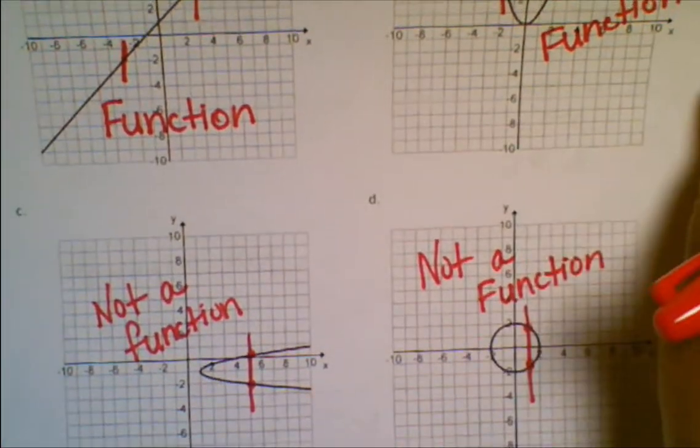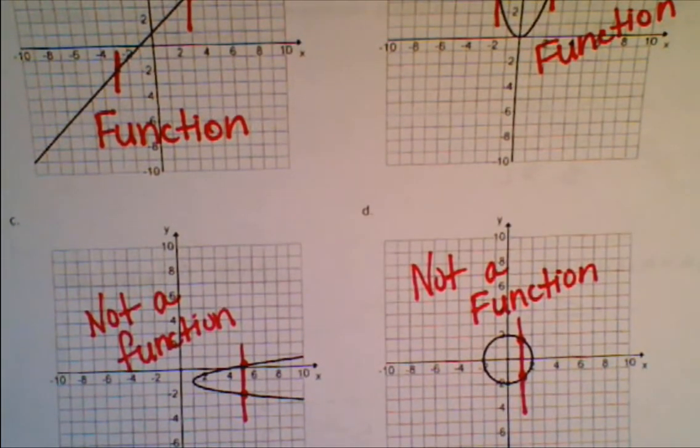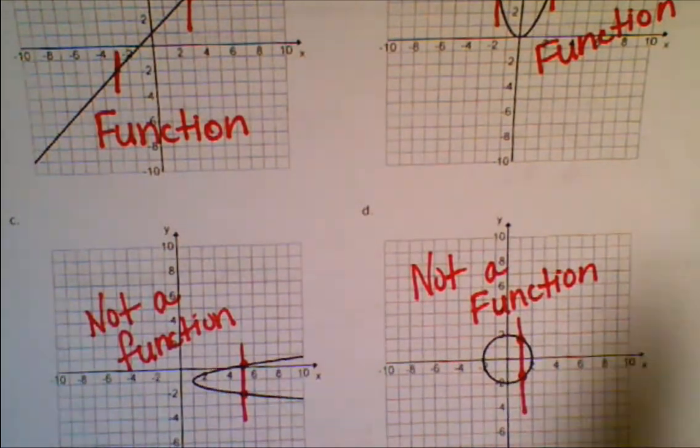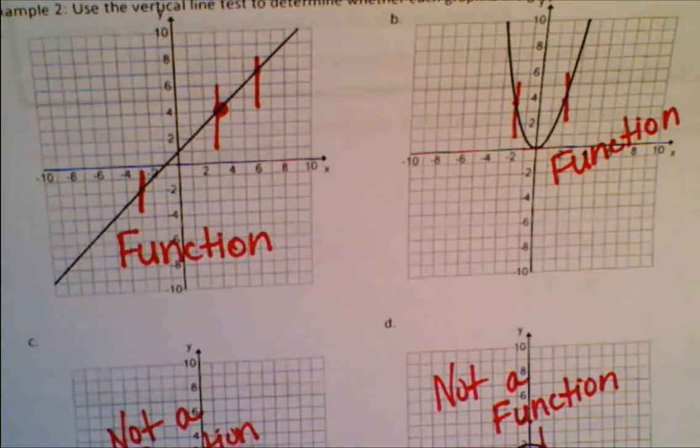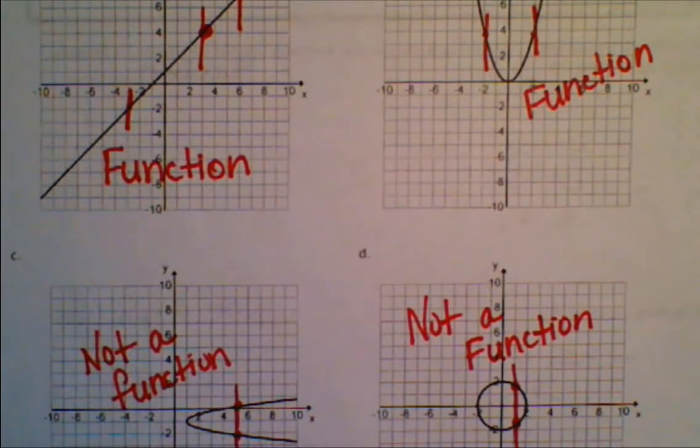So we would use the vertical line test. Given a graph, we just draw a vertical line to determine if it's a function or not. And if more than one point touches the line, then that graph will not be a function.